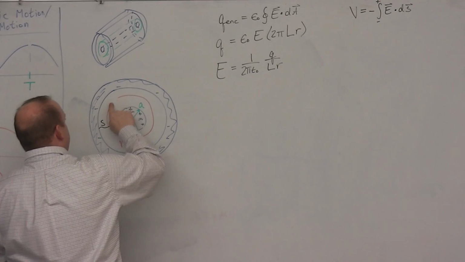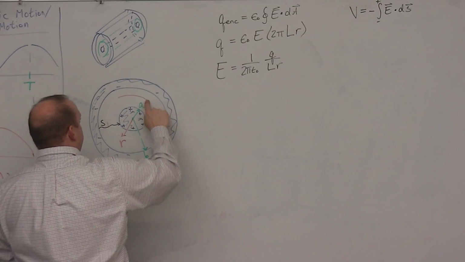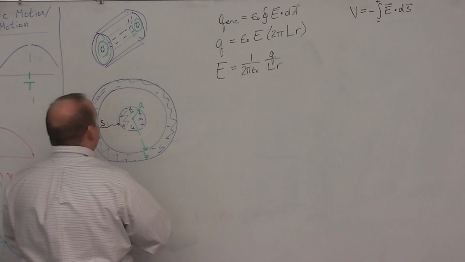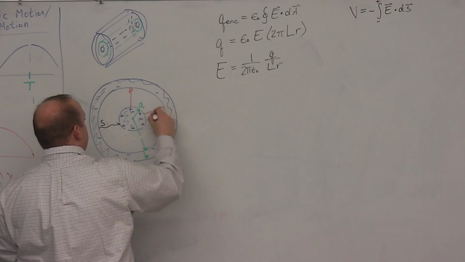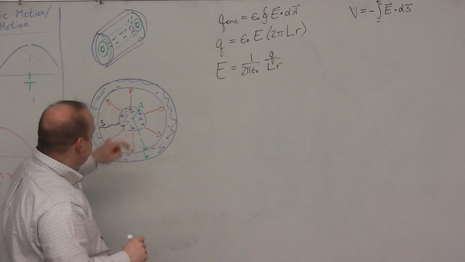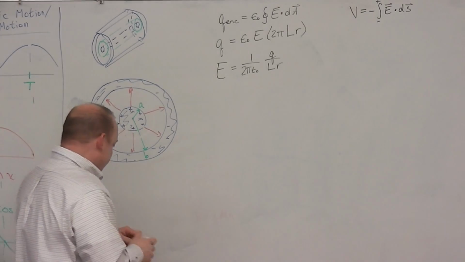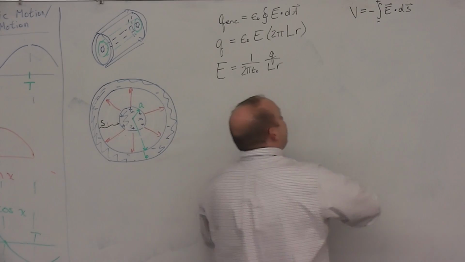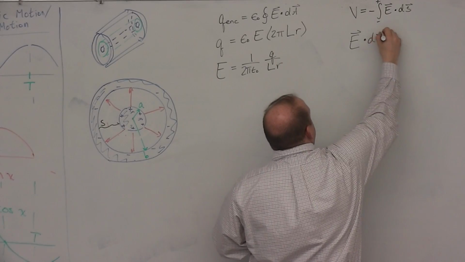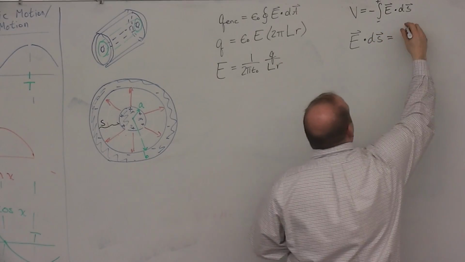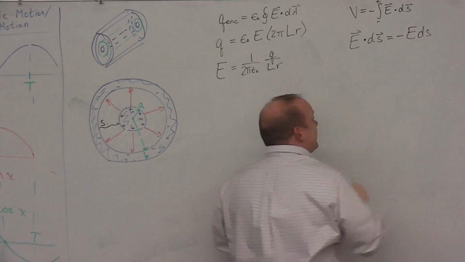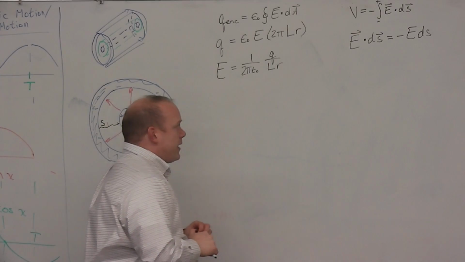Okay? So now if I take away the Gaussian surface, only because I've already used it, I'll use the red. My electric field is going to point like this. Now, my path of integration goes back the other way. So again, I would say E dot ds is equal to negative E ds. E is not a constant, so we have to definitely integrate this.